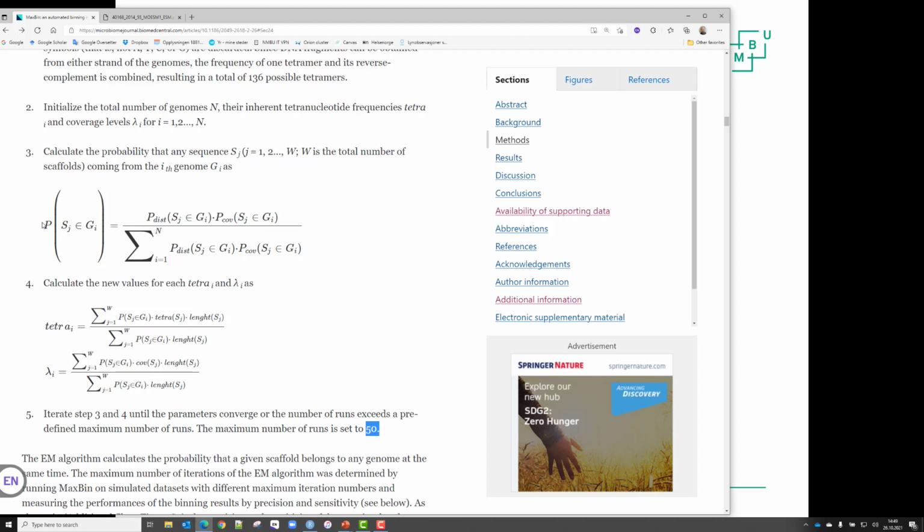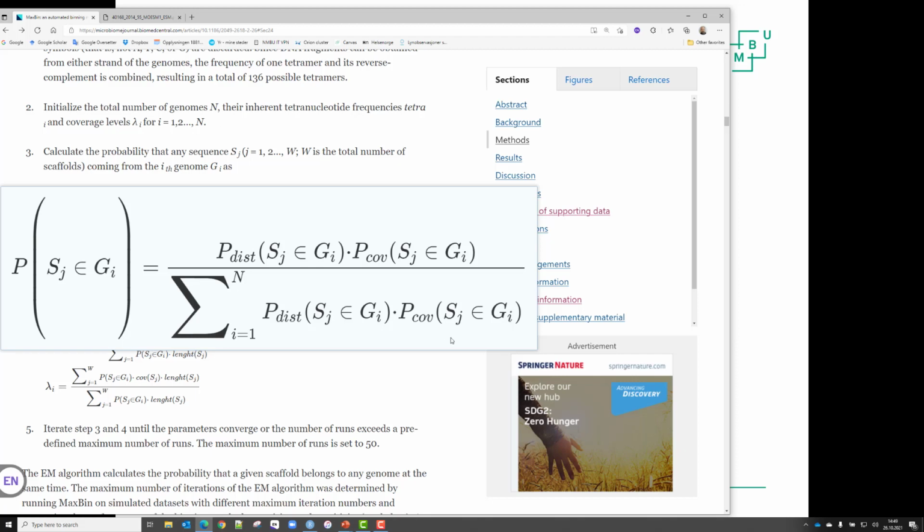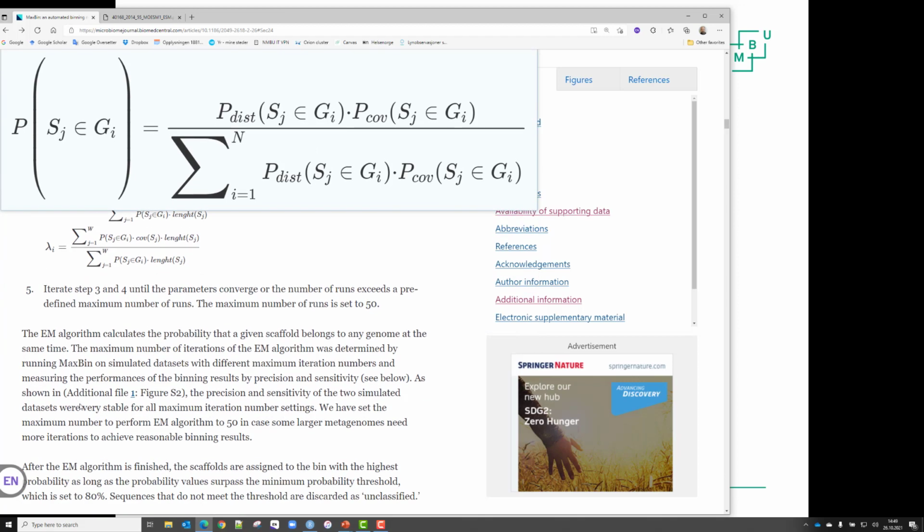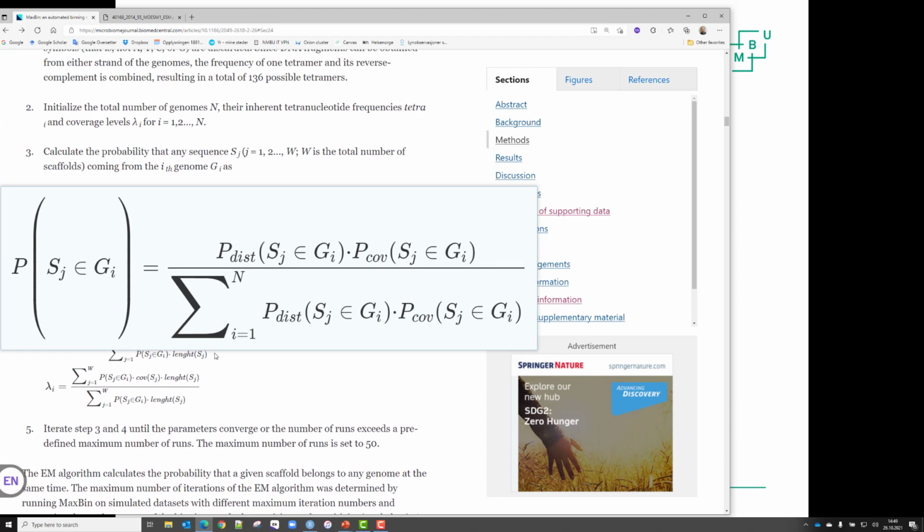So finally, you have these values here. These values here are the final output, I would say. So for each contig, you have a probability that it belongs to bin number i. And then you assign it to the bin where it has the highest probability. And they also say down here somewhere, this probability has to be, I think, more than 80%, 0.80. I think that was somewhere here. If it's less than 0.80, they call it unclassified. We couldn't determine which bin this contig belongs to. It has to be more than 0.80.